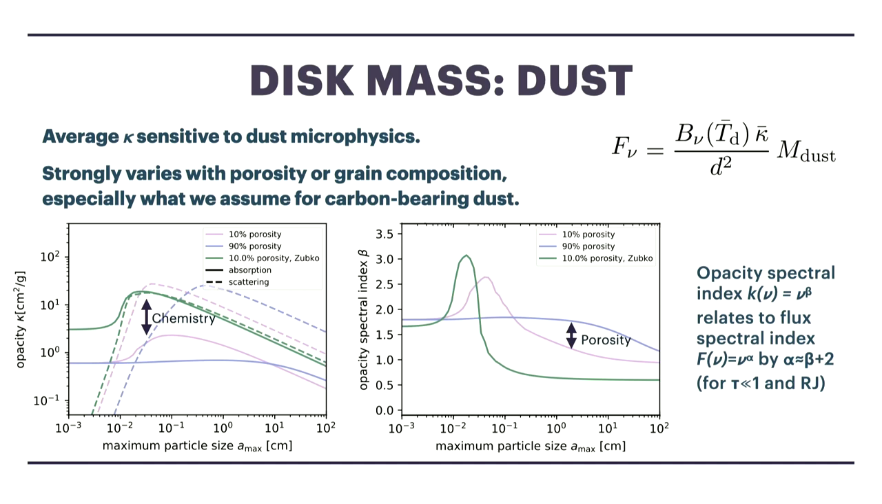You can change your porosity, for example. Having a 90% porous grain versus a 10% porous grain can change the kappa, but also the opacity spectral index. This is the thing that we often want to measure by looking at the flux spectral index. We think the flux spectral index alpha is related to the opacity spectral index beta through this relationship here. Again, that relies on some assumptions: optical depth being thin and the Rayleigh-Jeans approximation. So basically, kappa, this value here, strongly varies with all your assumptions about your dust microphysics. And so what do we know observationally about dust microphysics?